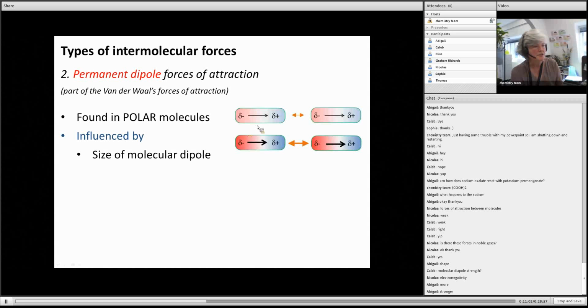So what I've got here is if I don't have much of a molecular dipole, it's a weaker attraction. If I have a much bigger separation, a bigger permanent dipole, or bigger molecular dipole, I'm going to have a stronger attraction between them. Do you think you are okay, you're clear between those two?